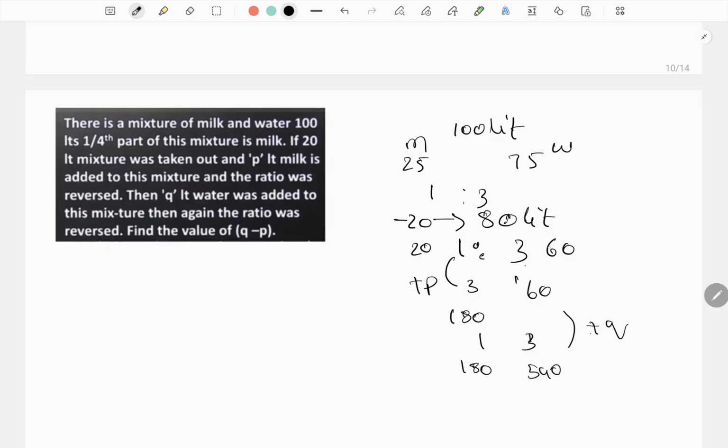So initially from 20 to 180, how much increased? 160 increased. Then from 60 to 540 increased, means 480 increased. They are asking q minus p. The difference is 320 liters. Hope you understood this.